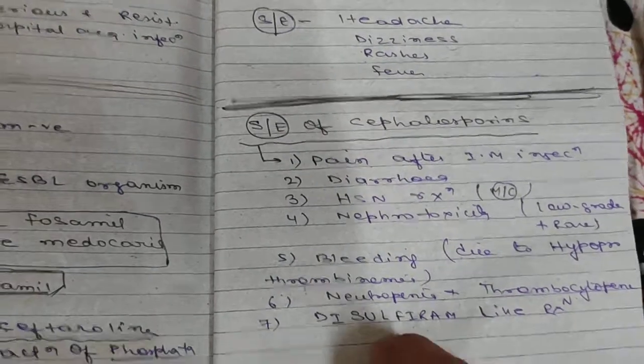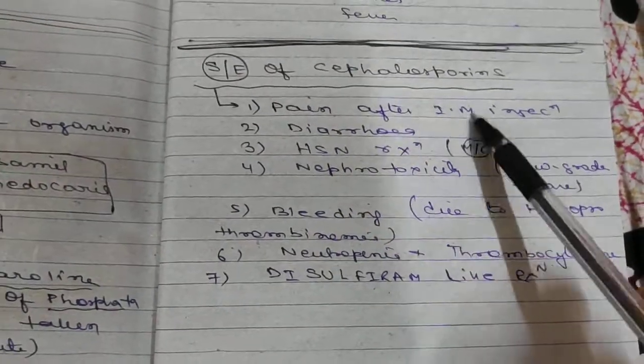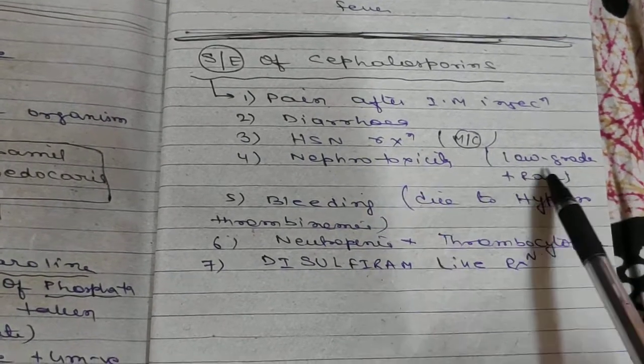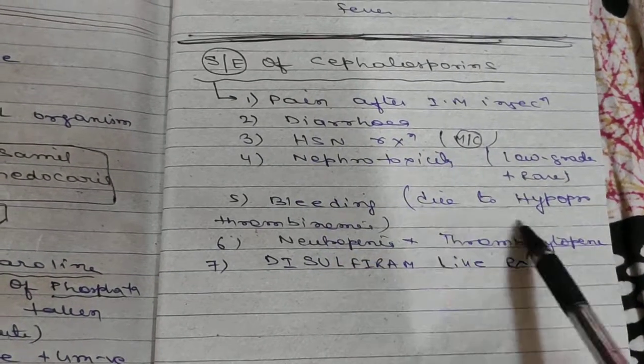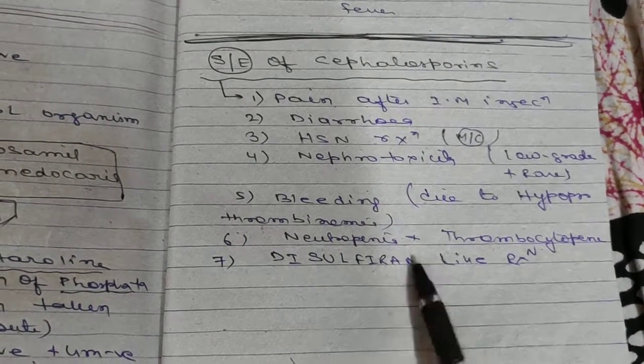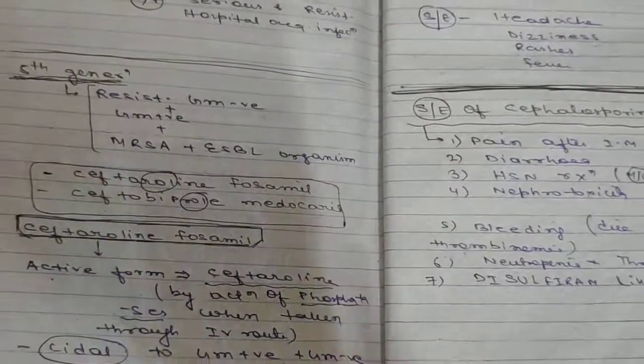Now coming to the general side effects of cephalosporins. Pain after IM injection, diarrhea, hypersensitivity reaction, the most common; nephrotoxicity, low grade and rare; bleeding due to hypoprothrombinemia; then neutropenia plus thrombocytopenia; and disulfiram-like reaction. So this is all about cephalosporins. Thank you.